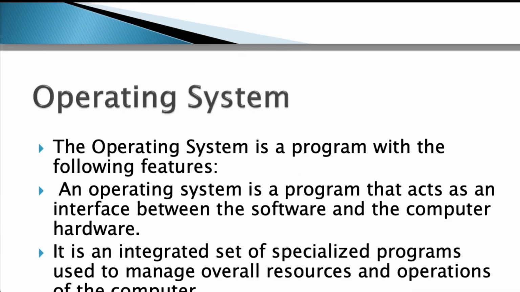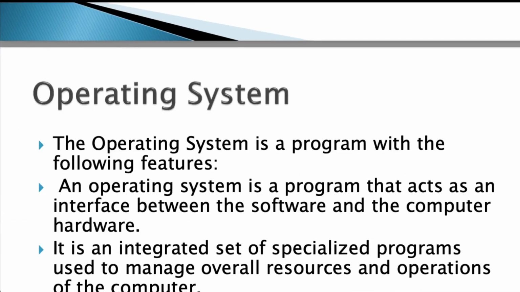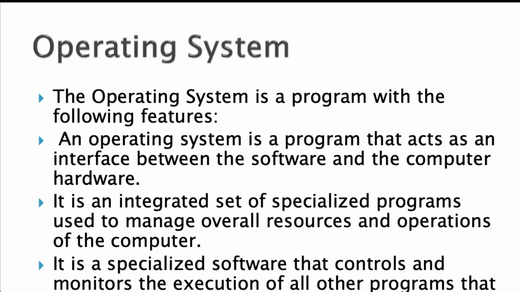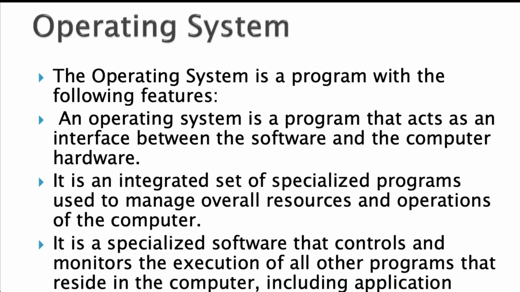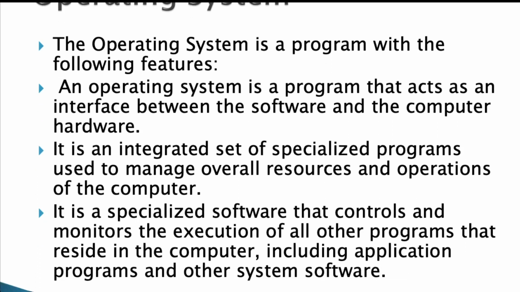Now, coming to the operating system. What is an operating system? An operating system is a program that acts as an interface between your software and the hardware. That sits somewhere between the hardware and the software. That's called the OS, the operating system.